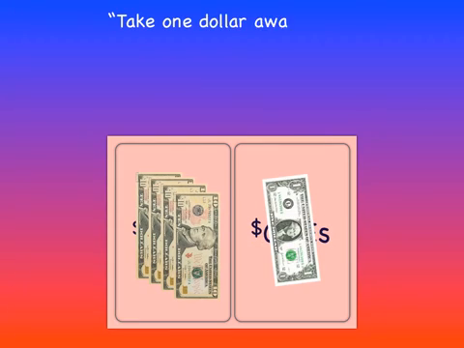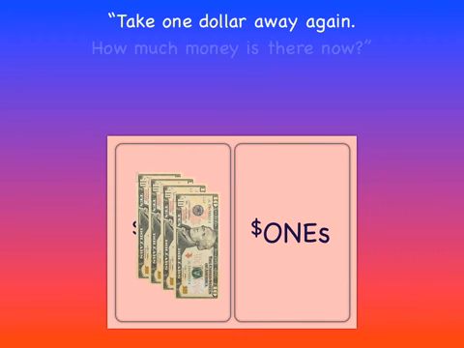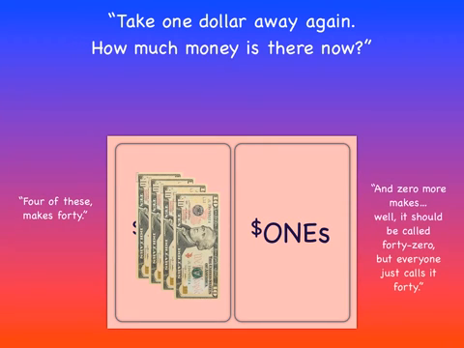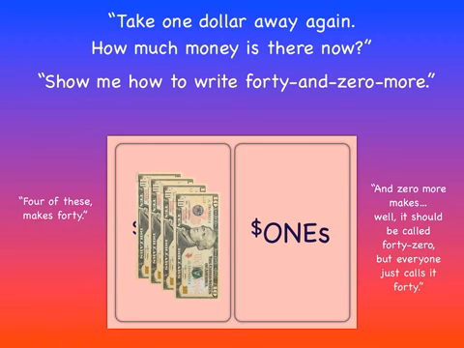Take $1 away again. How much money is there now? Well, 4 of these makes 40, and 0 more makes, well, it should be called 40, but everyone just calls it 40. Show me how to write 40 and 0 more. 40 and 0. 40. 40 and 0 more are just called 40.